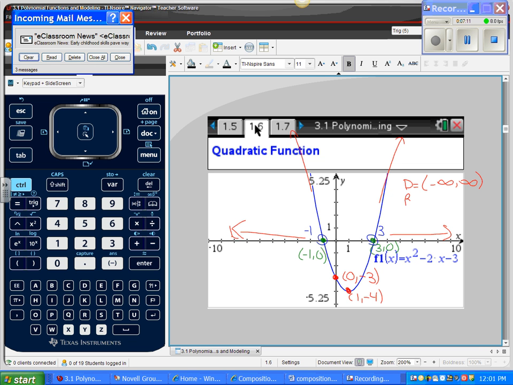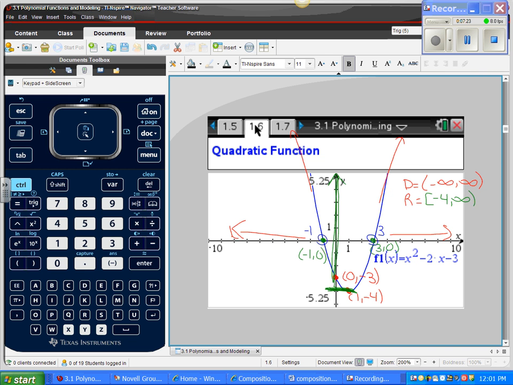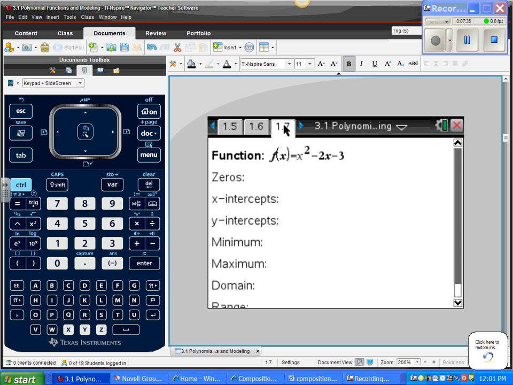And my range, what y values are being used? Well, we're starting here, at my minimum, and we're going up. So my range values are from -4 to infinity. I know I just put a whole bunch of information on here, but it wasn't information that you guys didn't already know how to find. So we're just going to put that information in here.